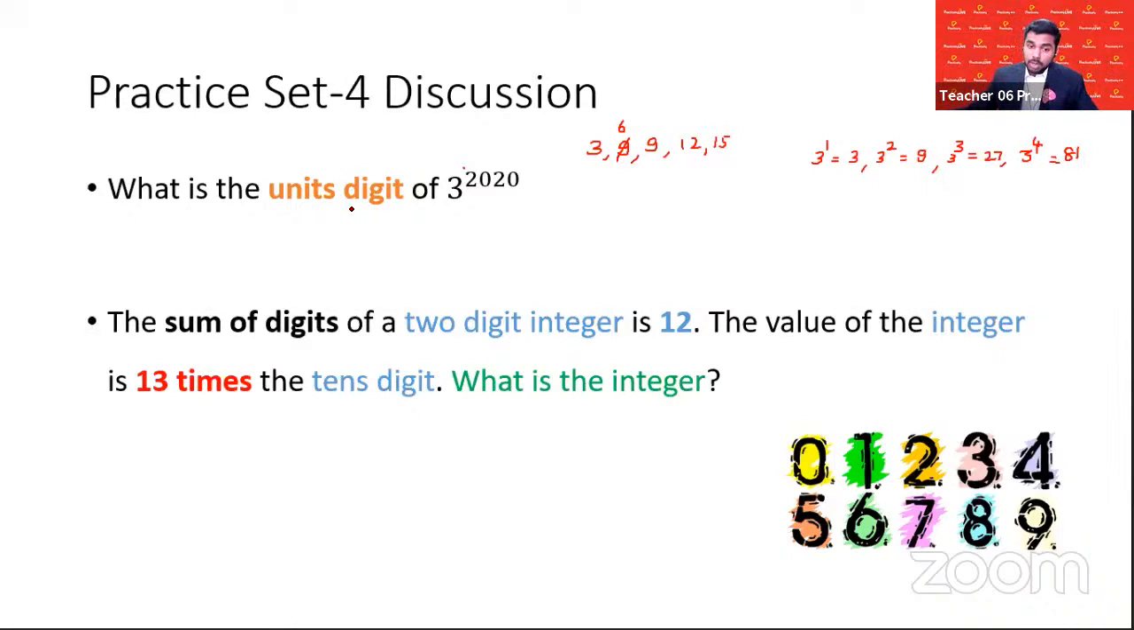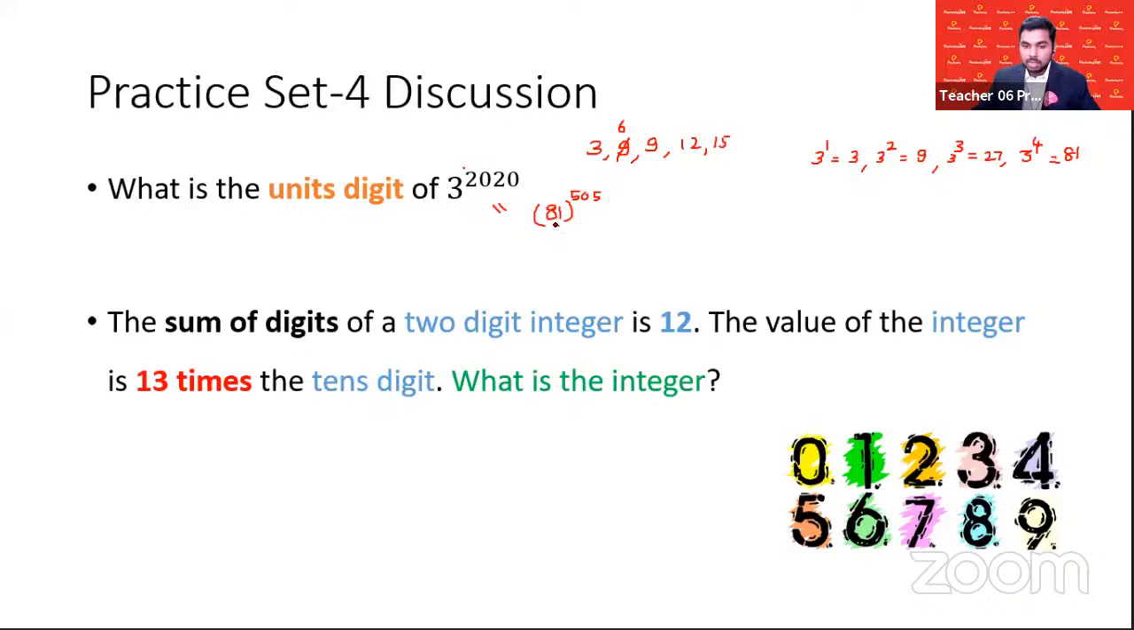So the units digit of a number is nothing but the number obtained by multiplying the units digits of its factors. We are going to factorize 2020. 2020 is a very special number. It can be divided by 4. So this can be written as 81 raised to some number. Divide this number by 4, you will get 505. So we know 3 power 4 is 81. So 3 power 2020 is going to be 81 to the power of 505.